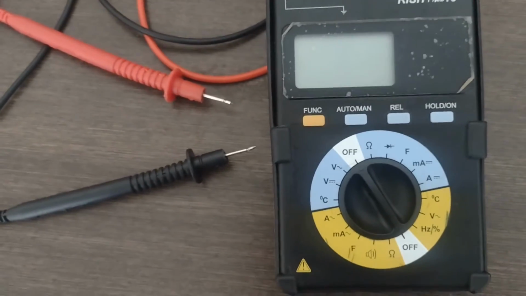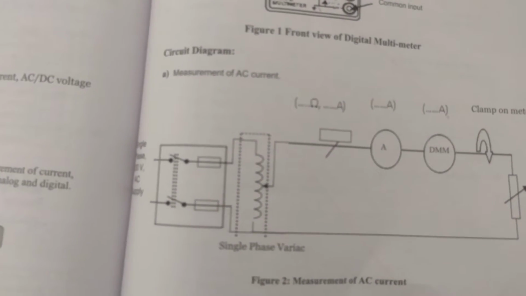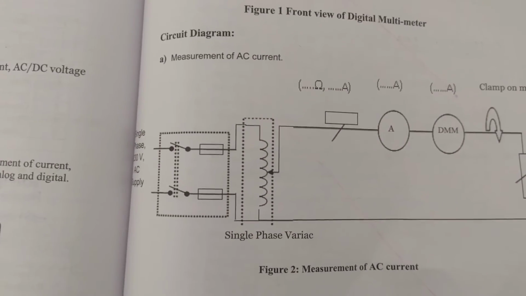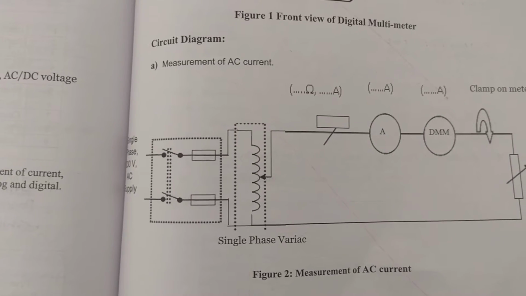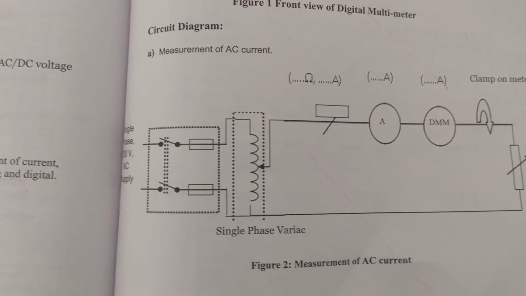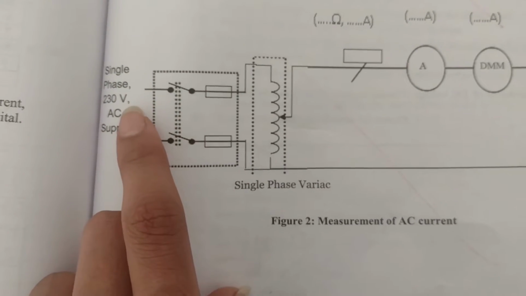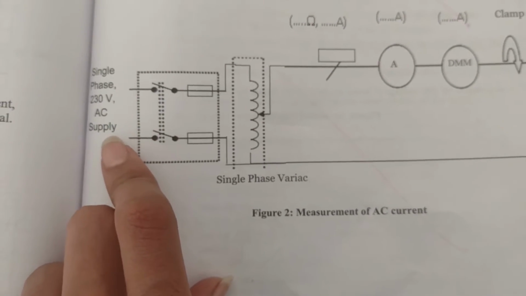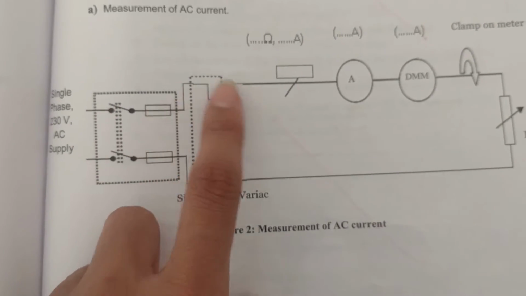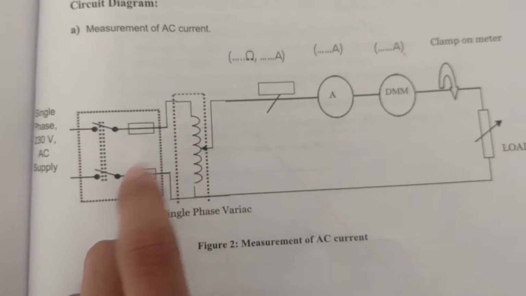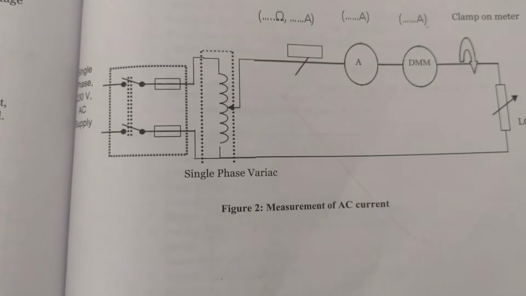Then we can do the connection as per the circuit diagram. So this is the first circuit diagram of our experiment, the measurement of AC current. As per this circuit diagram we can do the connection. First, single phase 230 volt AC supply is given to this circuit. Then auto transformer is connected. It is also called as variac.